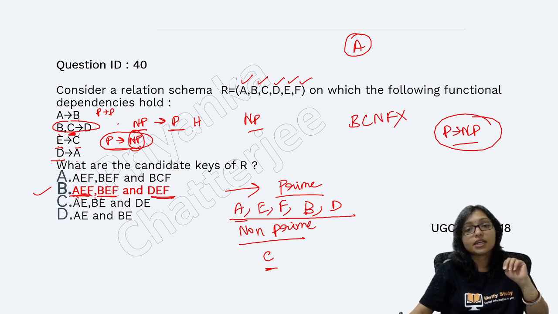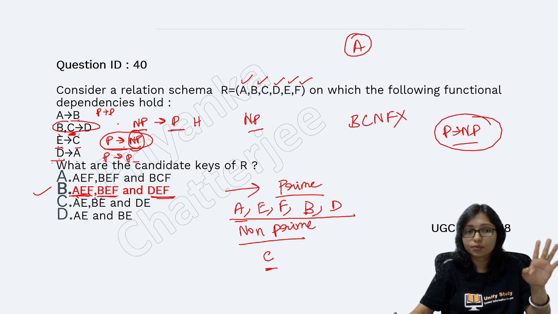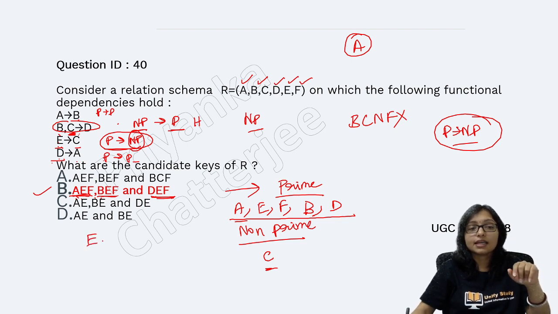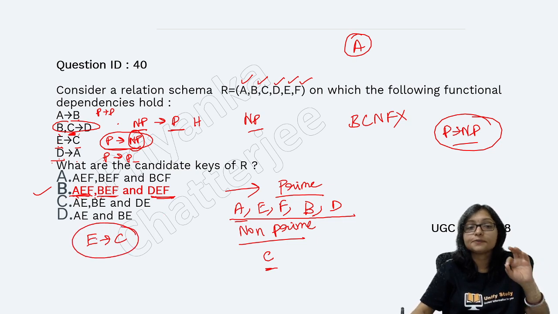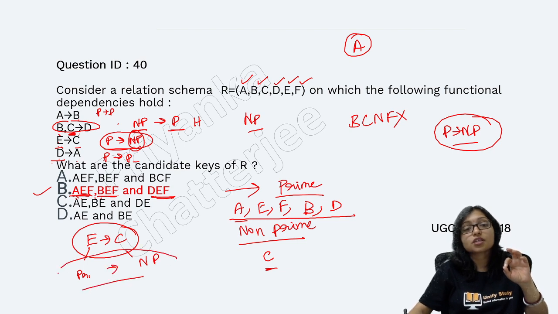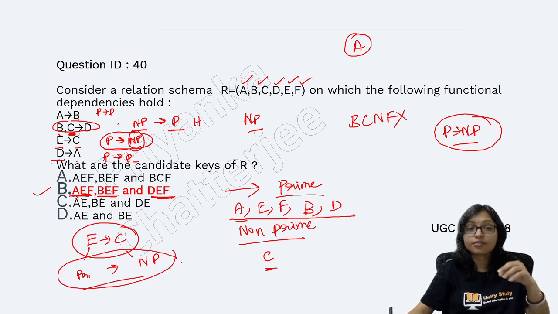D to A. What is happening here? D is the prime attribute and A is also the prime attribute. There is not a problem. The problem is in E implies C. Because E implies C, E is part of the candidate key, E is the prime attribute here and C is the non-prime attribute here, which is not allowed in 2NF, and that's why it will not be in 2NF. That is the problem here. I hope you can understand.